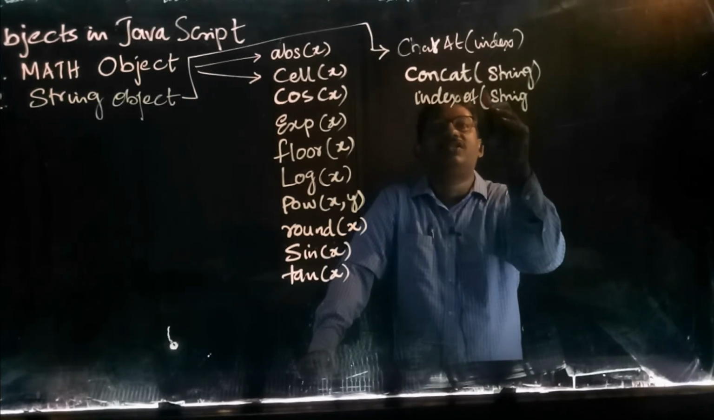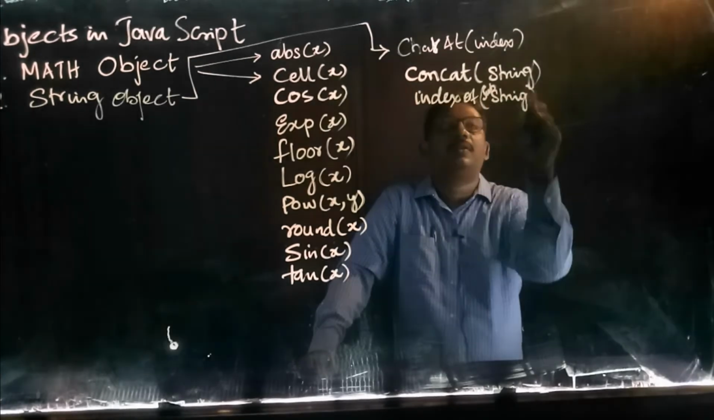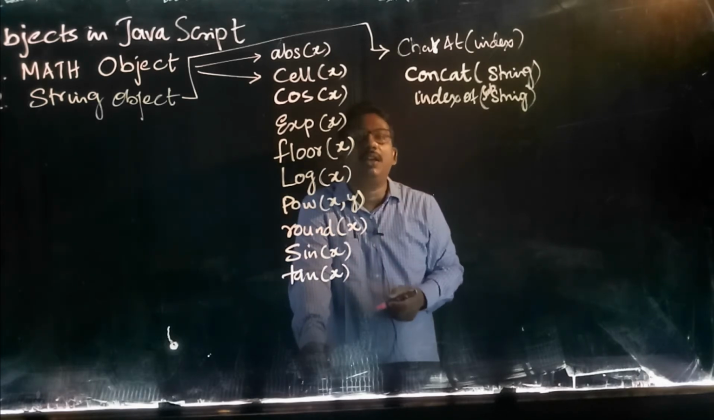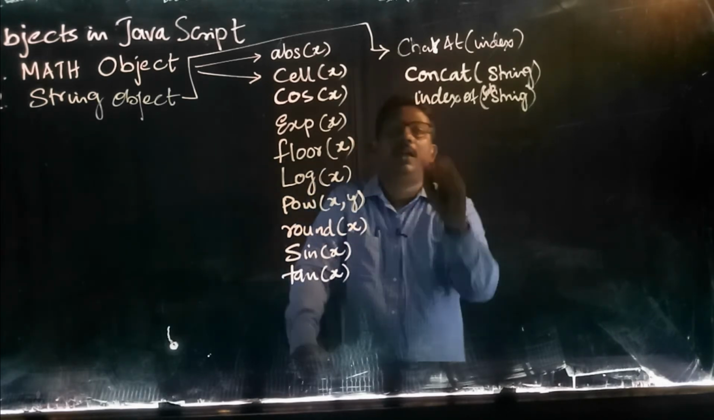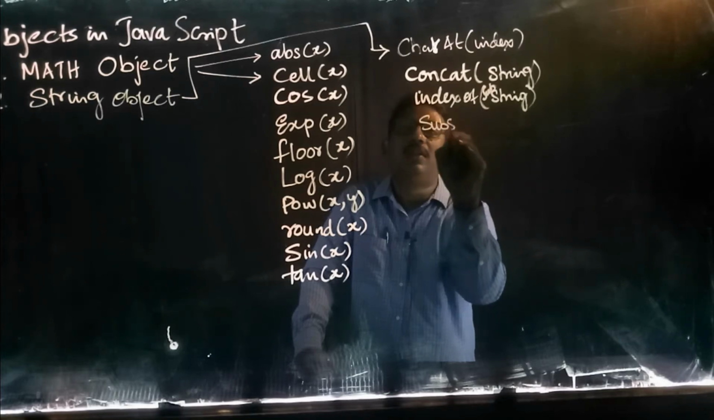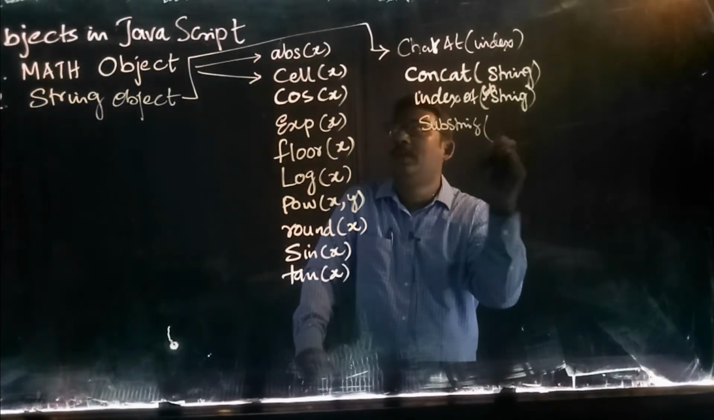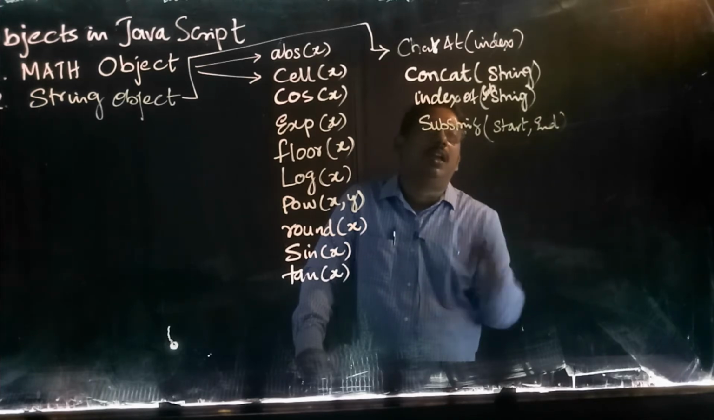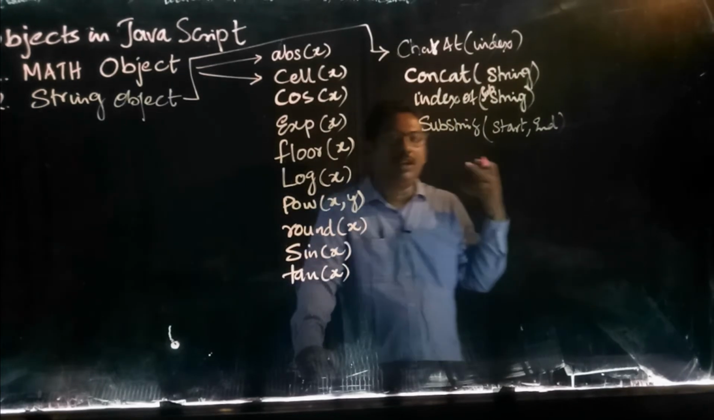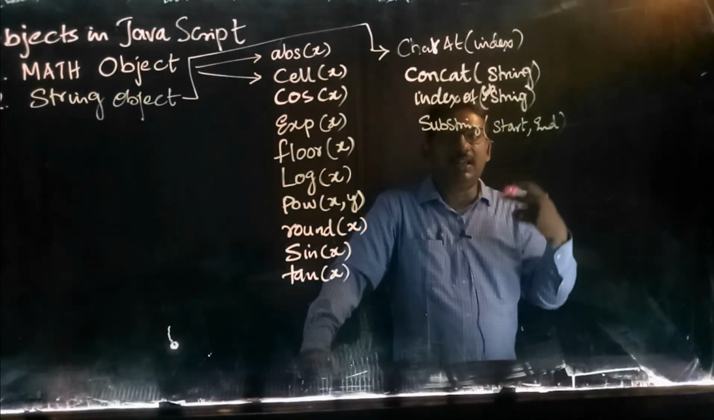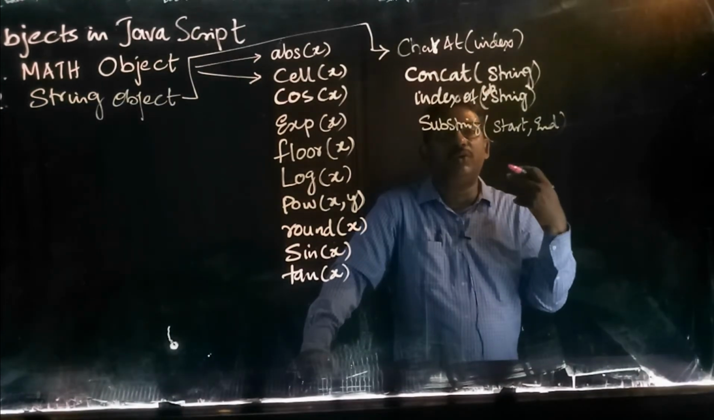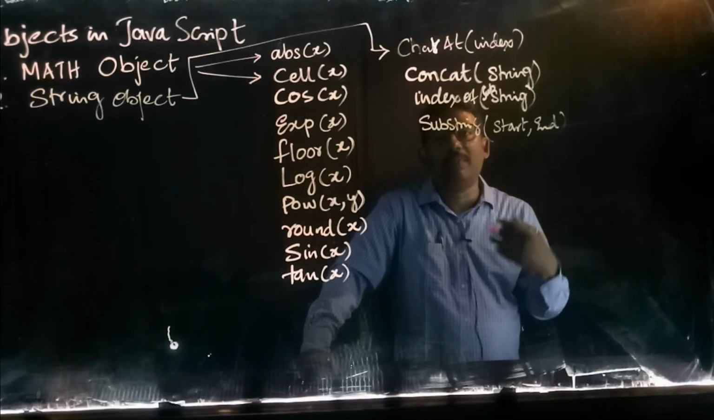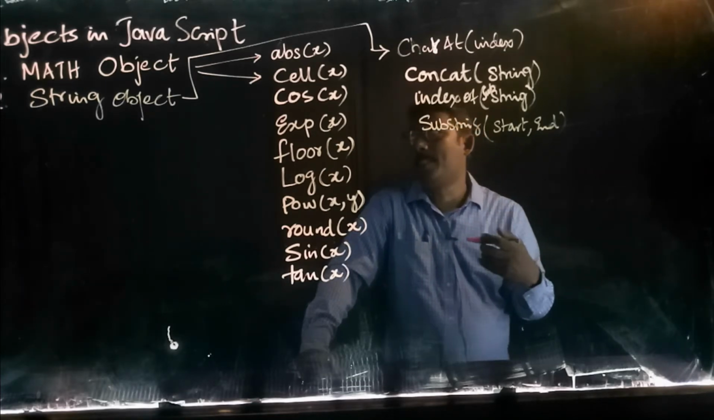Here, index, it is a string, so it is a substring. It will identify the substring by using the index of. Then substring start, end. From one particular string we can get the substring, that is, we can give the start and the end. Start and end can be identified.